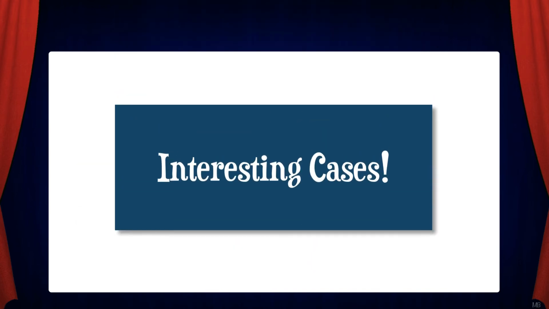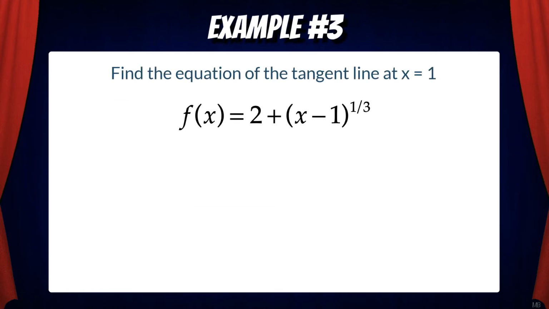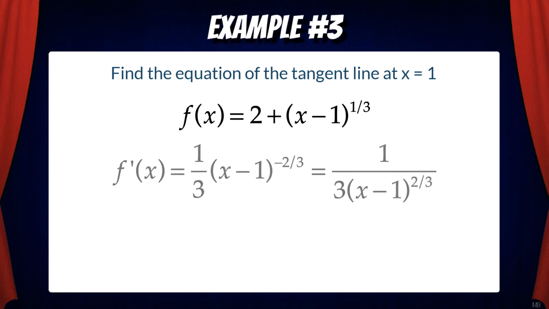Sometimes you may come across interesting cases when trying to find equations of tangent lines. Here's an example. Find the equation of the tangent line at x equals 1 for f of x equals 2 plus the quantity of x minus 1 to the 1/3 power. So let's follow the steps. F prime of x equals 1/3 times the quantity of x minus 1 to the -2/3 power. That's the same thing as 1/3 times the quantity of x minus 1 to the 2/3 power in the denominator.